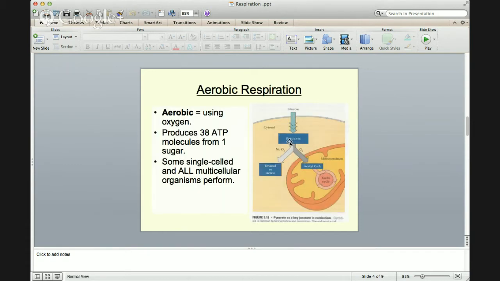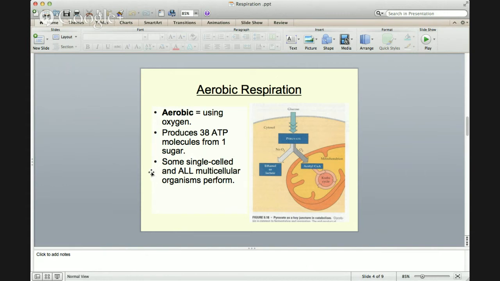So aerobic respiration, if you think about the word aerobic, I always remember it this way, that aero sounds like air, the air that we breathe in, and it has oxygen in it. So aerobic respiration requires oxygen. It's a really important term to know. This process produces 38 ATP from every 1 molecule of glucose.